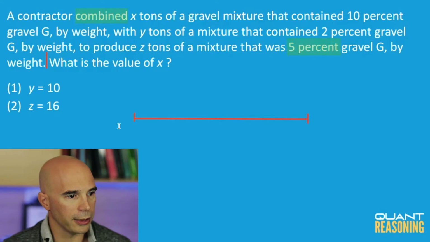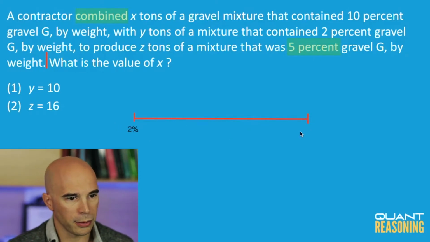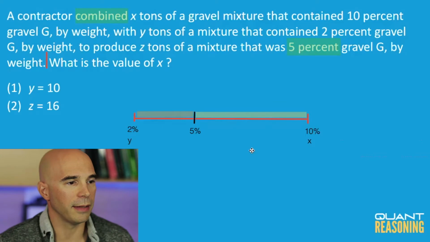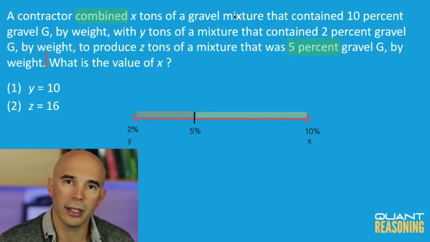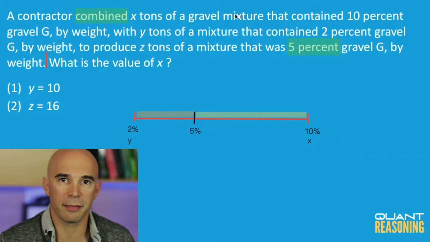I would put the 2% on the left side because that's a smaller number in this property that we're comparing. And the 10% will go here on the right-hand side. Yeah, that's right. So we know that the total weight is X tons, for example. So this is telling us that there's 0.1X tons of gravel. And what's the other 0.9X tons? Not gravel.